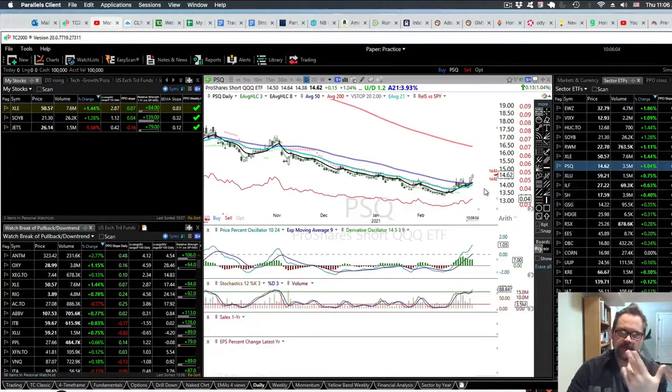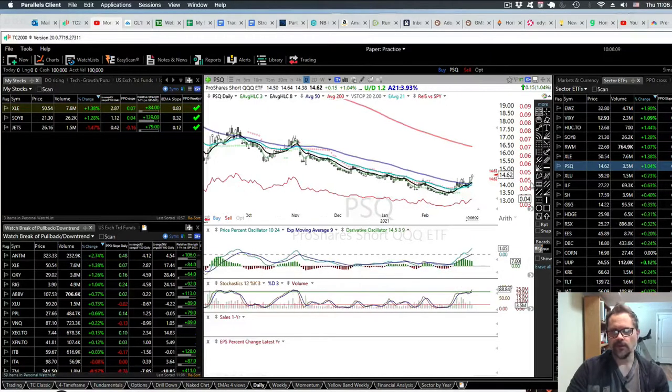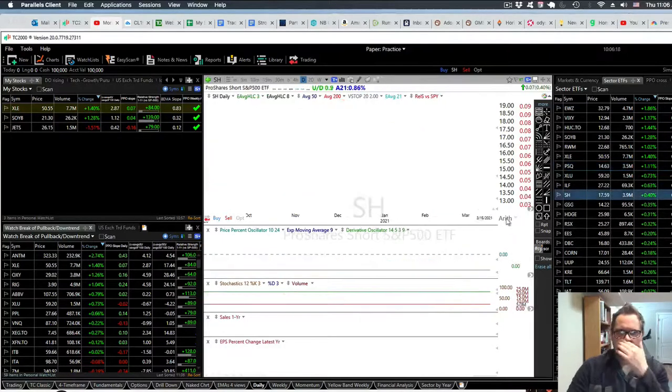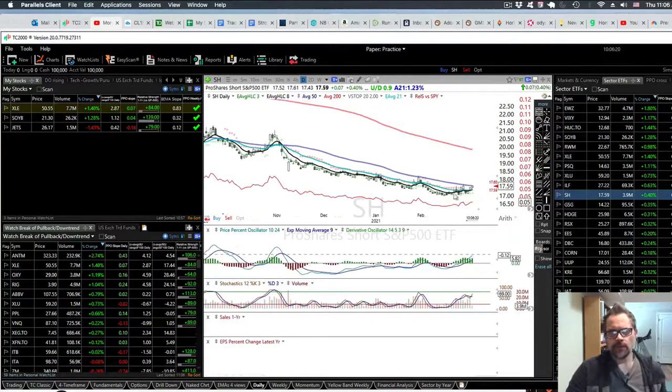And there are leveraged inverse ETFs, which have more risk but more reward as well. The SH is the S&P 500. So like you can see here, it just hit at the 50, and it's right at the 50. So that's why I don't get in even though it's above the 80 EMA now with green volatility stops, just because it's so close. I like to see a break of the 50 EMA.